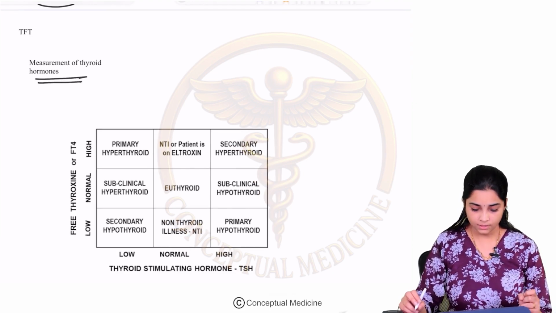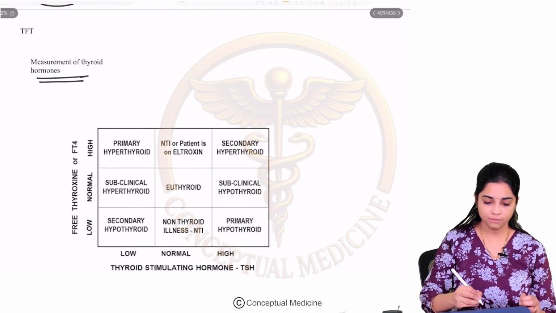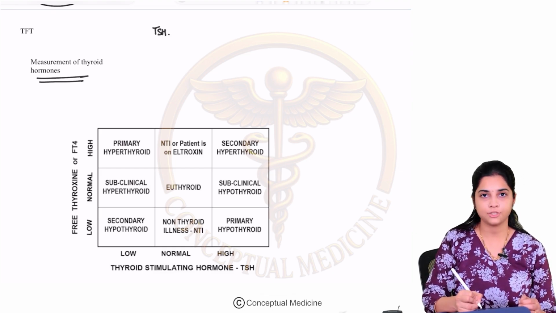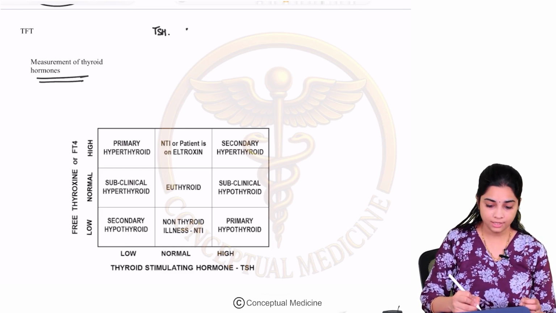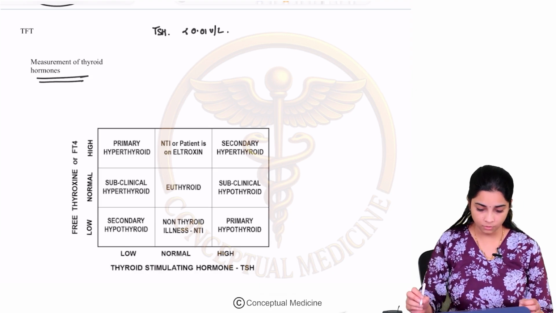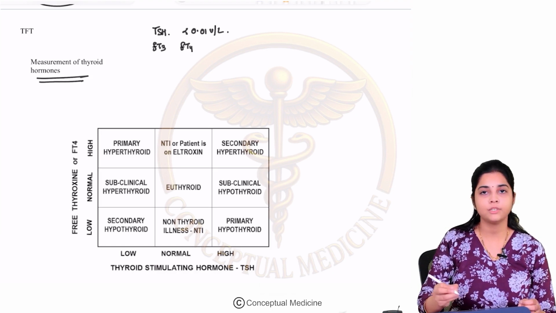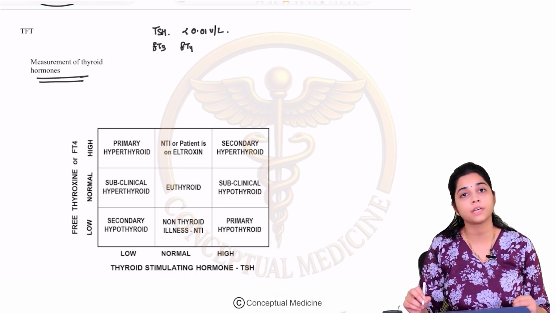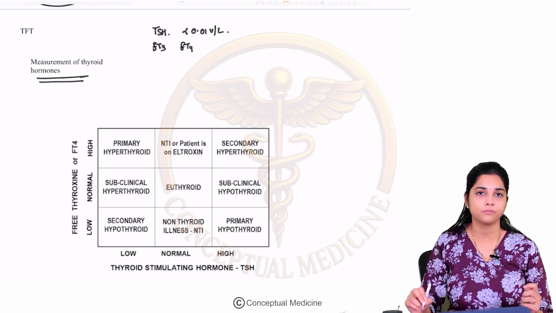The measurement of thyroid hormones, which are the hormones that we require to find out the diagnosis. We look at the TSH. The latest assays in TSH can detect TSH levels to less than 0.01 units per liter. Then we look at the free T3 and free T4 levels. We don't look at total T3, total T4 because just now we saw there can be conditions of euthyroid hyperthyroxinemia. So, we look at the free T3, free T4 levels.